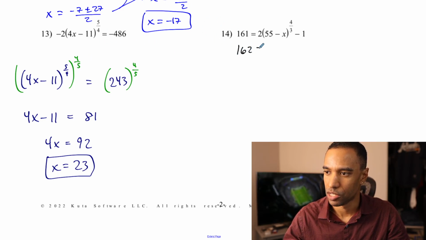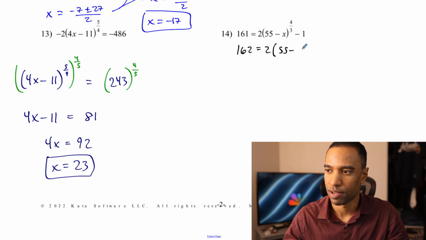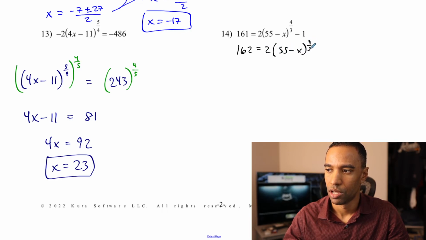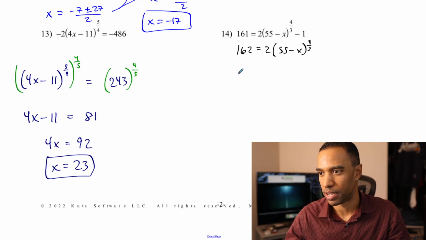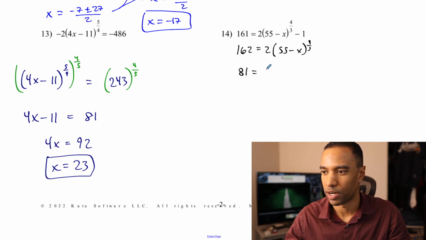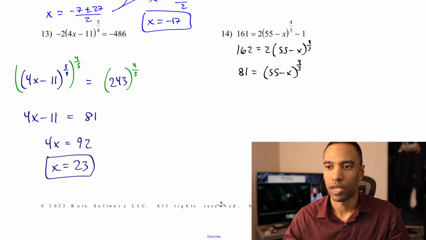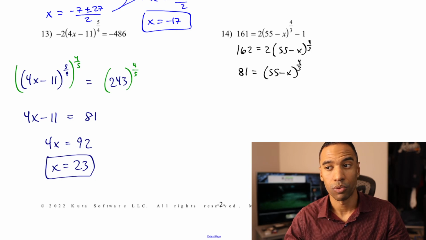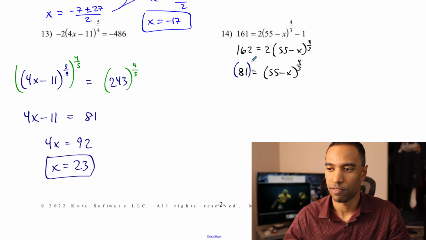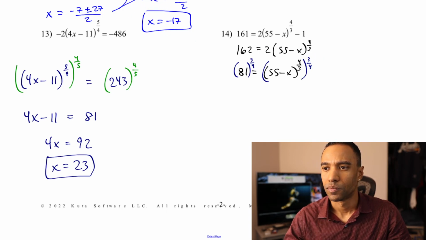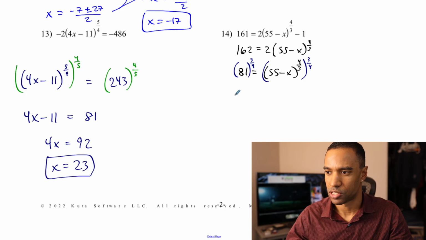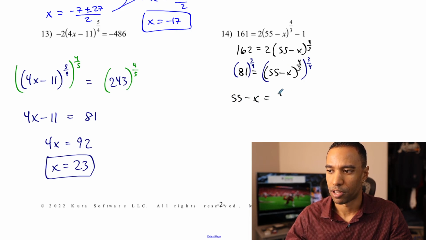So 162 equals 2 times 55 minus x to the 4/3. We're going to divide both sides by 2. There's our 81 again. That's a 4/3, by the way. And we get to raise both sides to the 3/4 power. 3/4 for being an even number there means the 4th root, which means plus or minus will be involved. Right there. So this will be, let's put this on this side, 55 minus x. And here we have plus or minus.